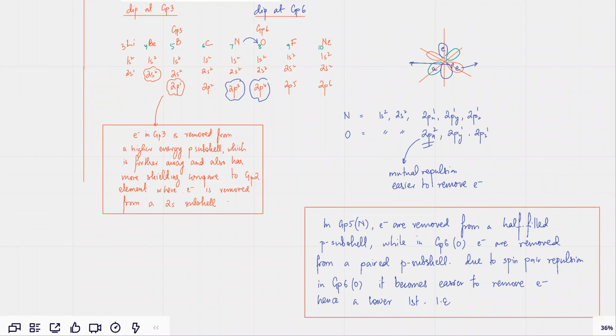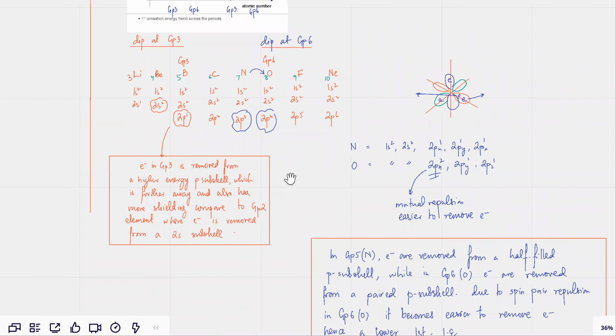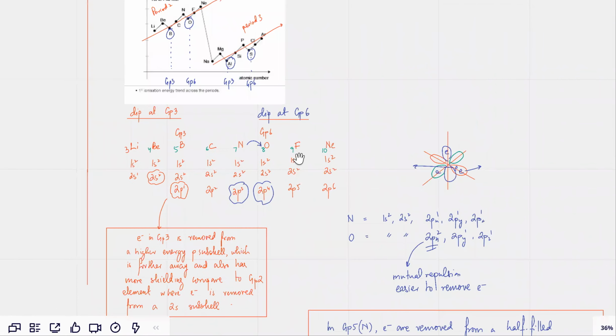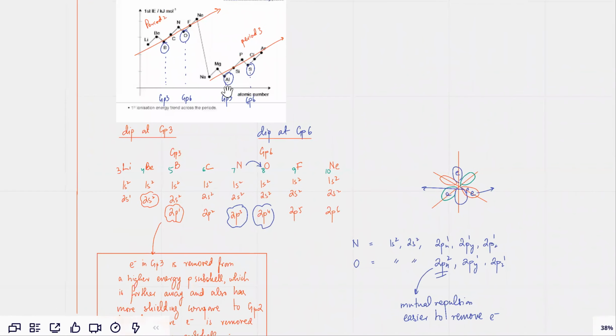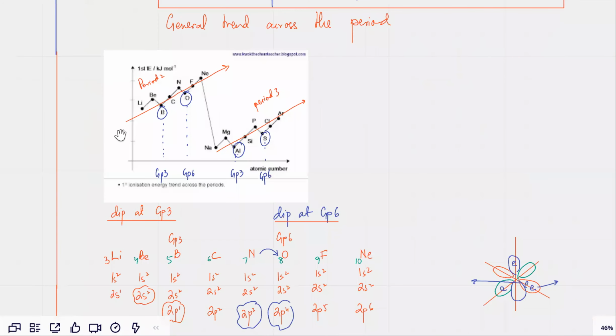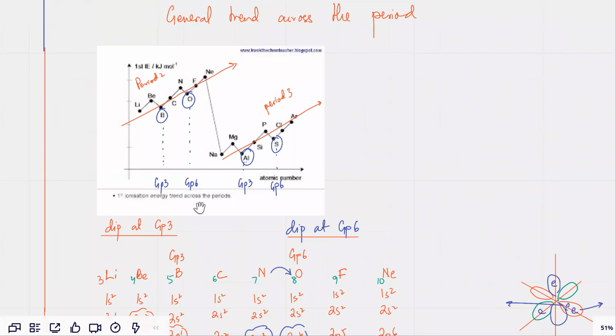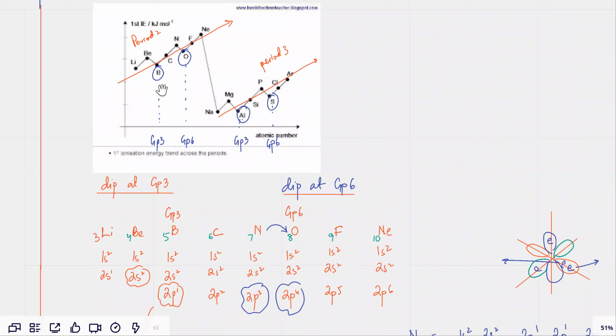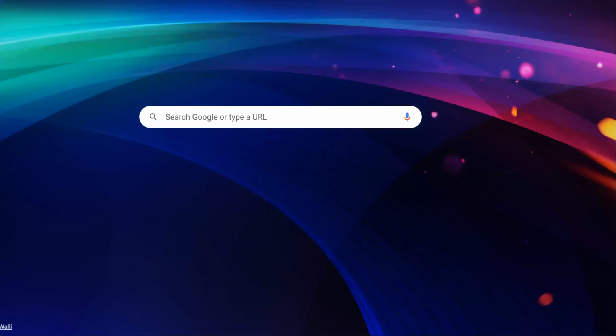Okay, so we are done with ionization energies across the period. This was the last thing that we were doing, that they increase. We explained why there are dips at group 3 and also group 6. Just a second, let me open the periodic table.